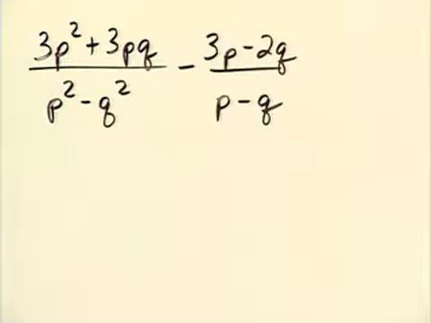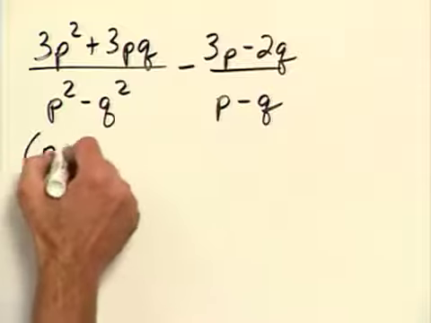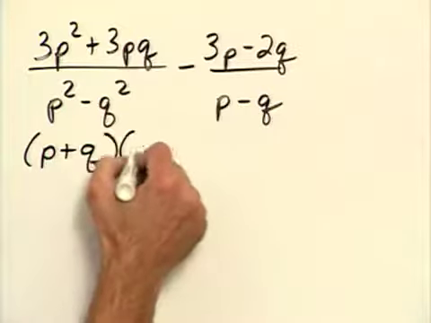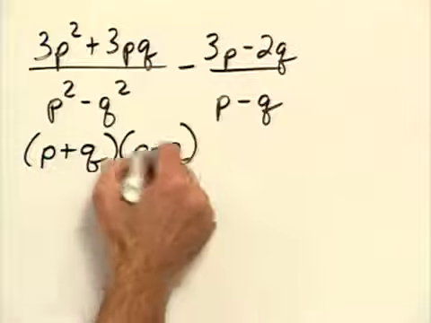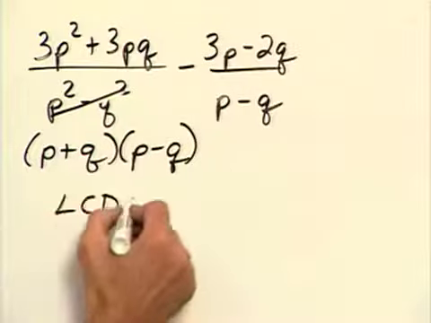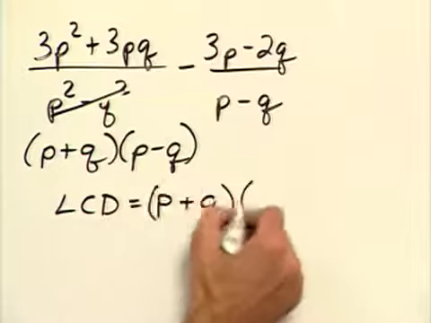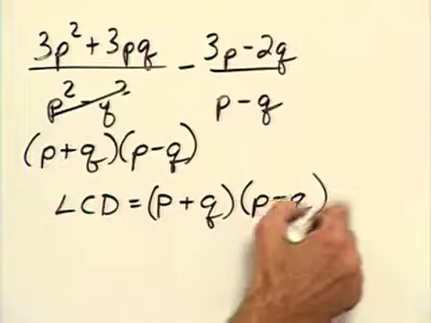This problem is a difference of two rational expressions. In order to subtract two rational expressions, we need to have a common denominator. So the first thing I'm going to do is factor this denominator into p plus q times p minus q. It's a difference of two squares. So my least common denominator then will be p plus q times p minus q.